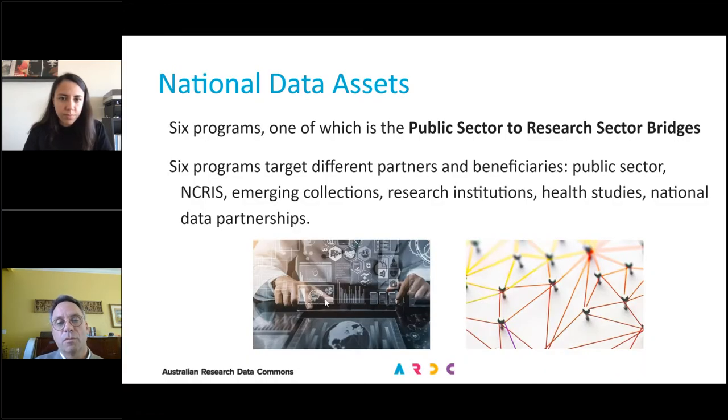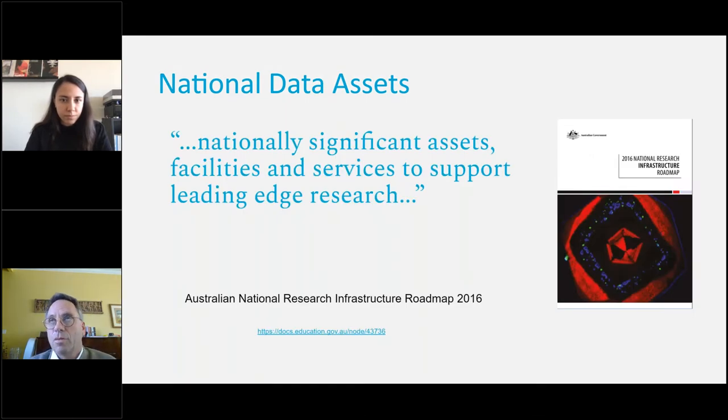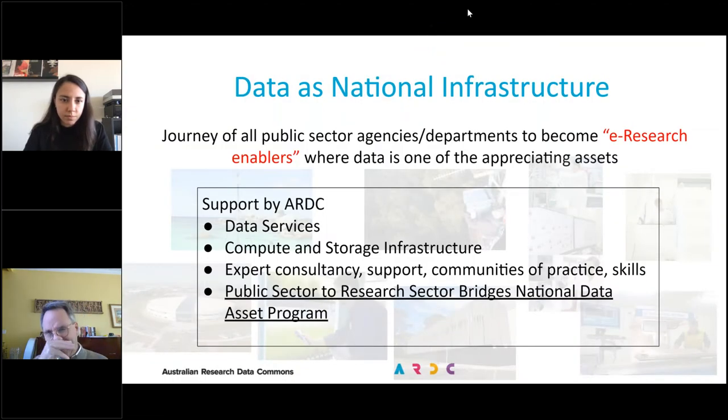I said to you that the context for this program is the National Data Assets. These are six different programs. This particular one is really focused on the public sector, research sector interface, but there are other programs with different focus. The idea of creating national data assets comes from the NCRIS program. The spirit of NCRIS really is to create nationally significant assets or facilities and services that support leading edge research. The basis of the NCRIS and of the ARDC is this policy document, the National Research Infrastructure Roadmap, that kind of governs what we do. Data is considered as national research infrastructure. Some of those infrastructure programs are to do with instruments or facilities, but data itself is one of the components of national research infrastructure.